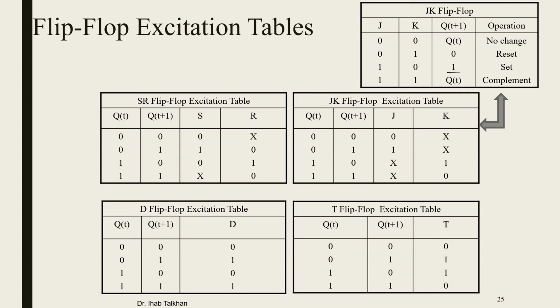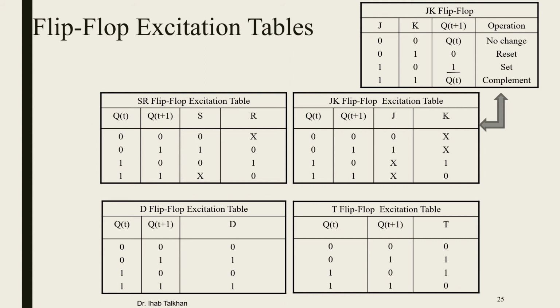But when we talk about the third row, with Q of t equal to 1 and Q of t plus 1 equal to 0, which is 1 goes to 0, it says here either complement or reset, which means that K is always equal to 1, while J is changing from 0 to 1, so J is don't care. So we have J don't care and K equal to 1. The fourth row, where Q of t equals 1 and Q of t plus 1 equals 1, means 1 goes to 1, which means no change or set, so J is don't care and K equals 0. This is how we configure the excitation table for the JK flip-flop.